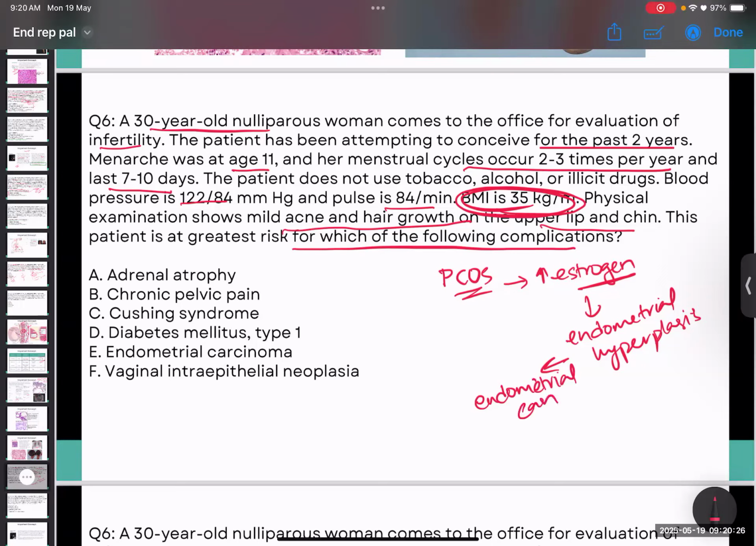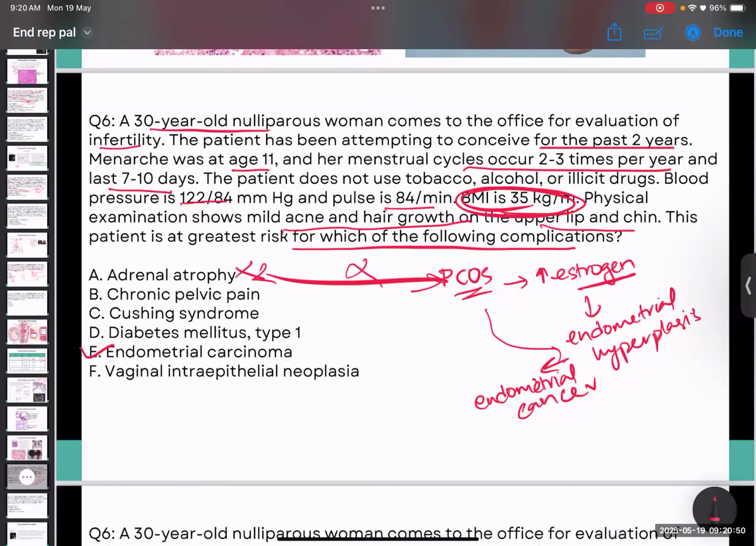So the answer would be endometrial carcinoma. Adrenal atrophy does not make sense. She has PCOS. They have no relation to each other whatsoever. Chronic pelvic pain. You could argue that PCOS can also increase the risk for developing endometriosis, and that could lead to chronic pelvic pain. However, again, there's no direct correlation as there is with endometrial hyperplasia and PCOS.